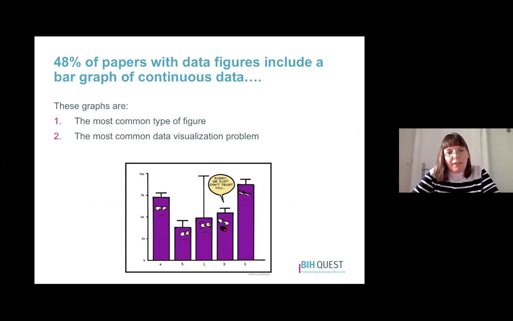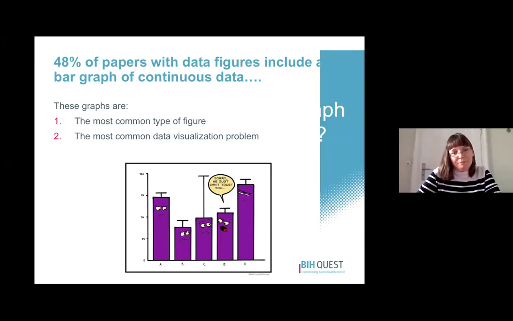So we observed that among papers that had any type of data figure, almost half of them had a bar graph of continuous data. And the second place type of figure was not even close to being almost half of papers. So that meant that bar graphs were not only the most common type of figure, but also the most common data visualization problem. And that's why we're going to talk about them in much more detail.